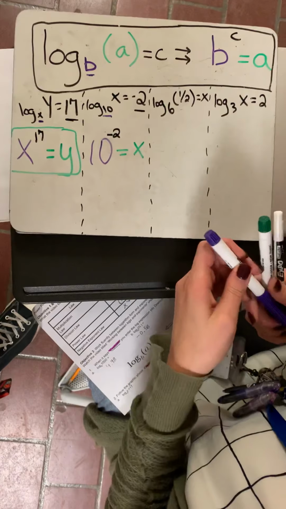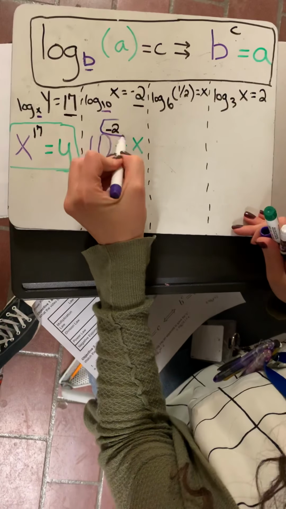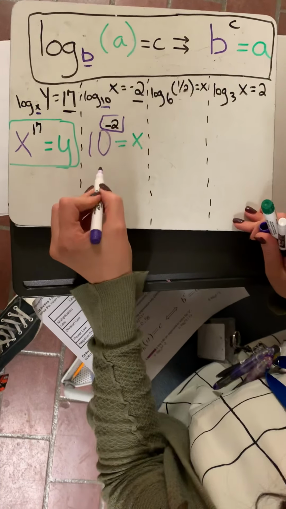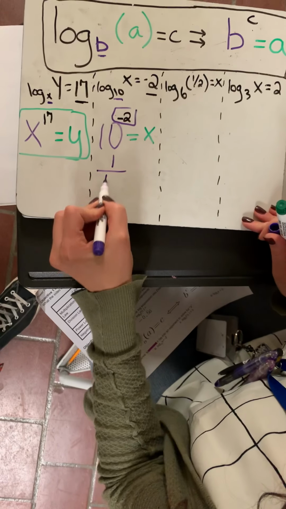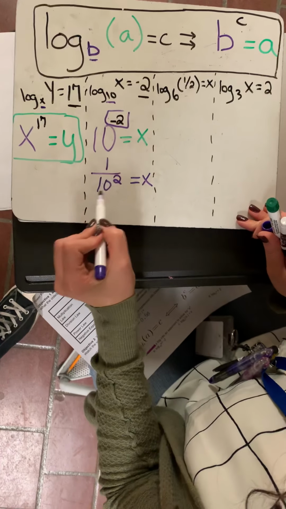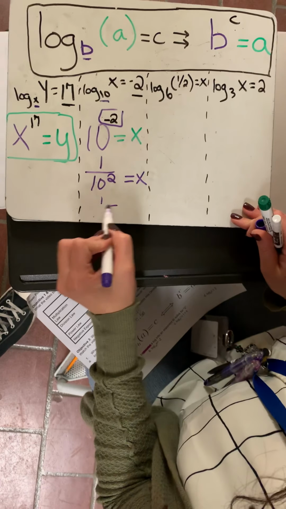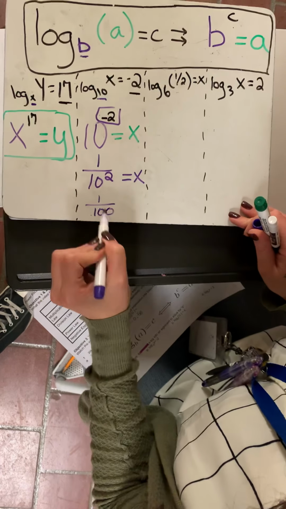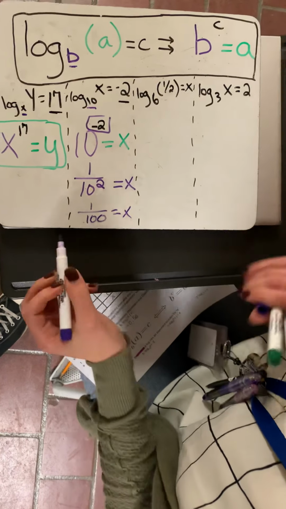Well, remember, we can never ever have a negative exponent. So how you're gonna write this is you always put it under 1 to make it positive. So 1 over 10 squared. Well, what is 10 squared? If you put it in your calculator, that makes it 100, so your answer becomes 1 over 100.